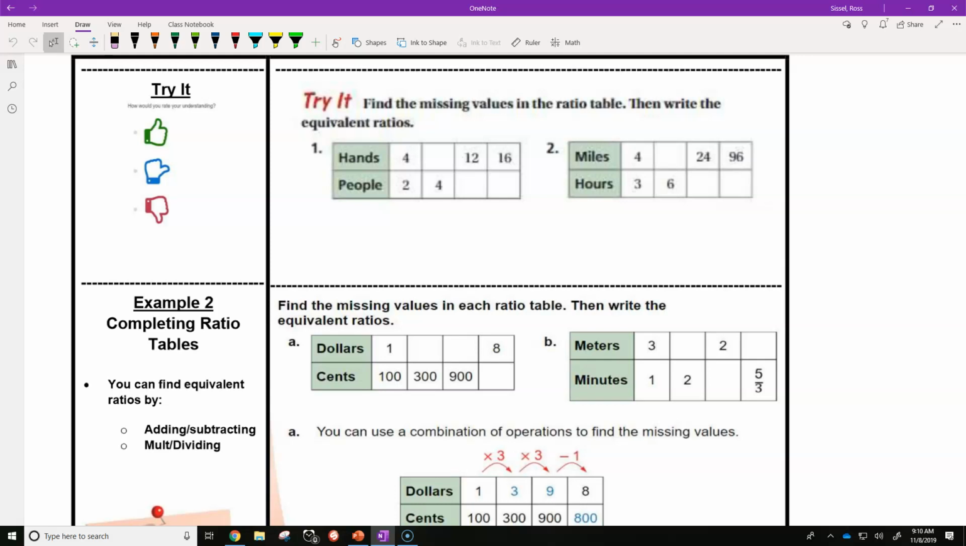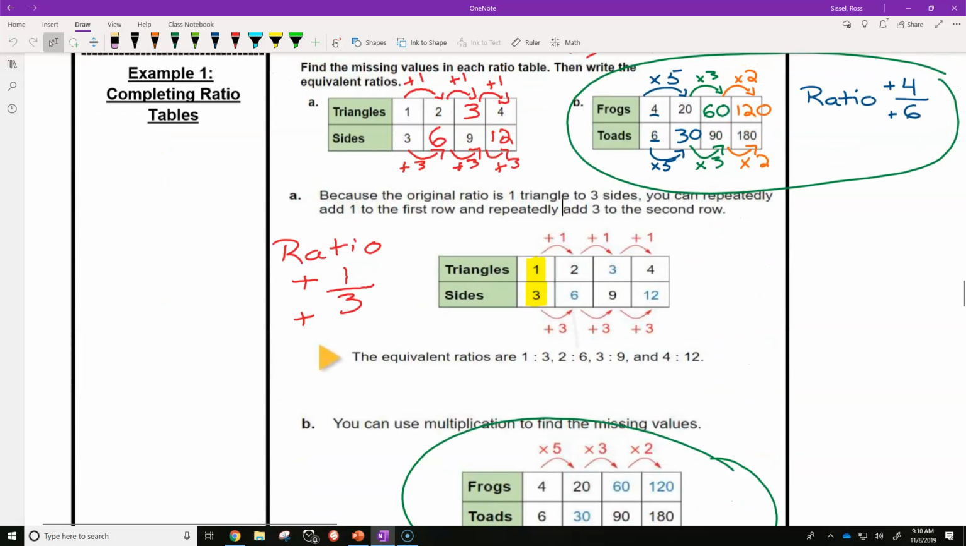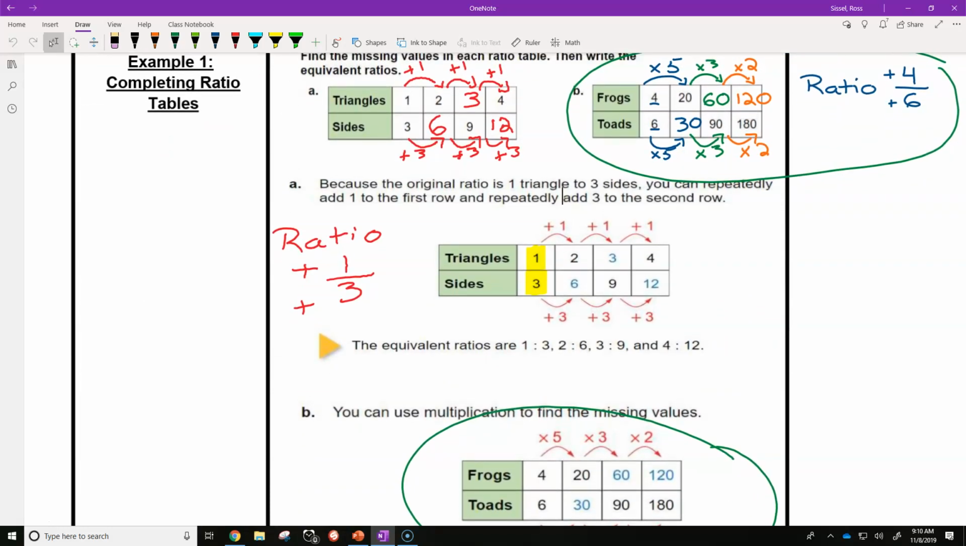Here's what I want us to do. Turn back to your notes to example 1. Everyone get to this part. You see how we have this spot open right here? This is where we're going to put a couple notes. Alright, completing a ratio table. I'm going to put M1.